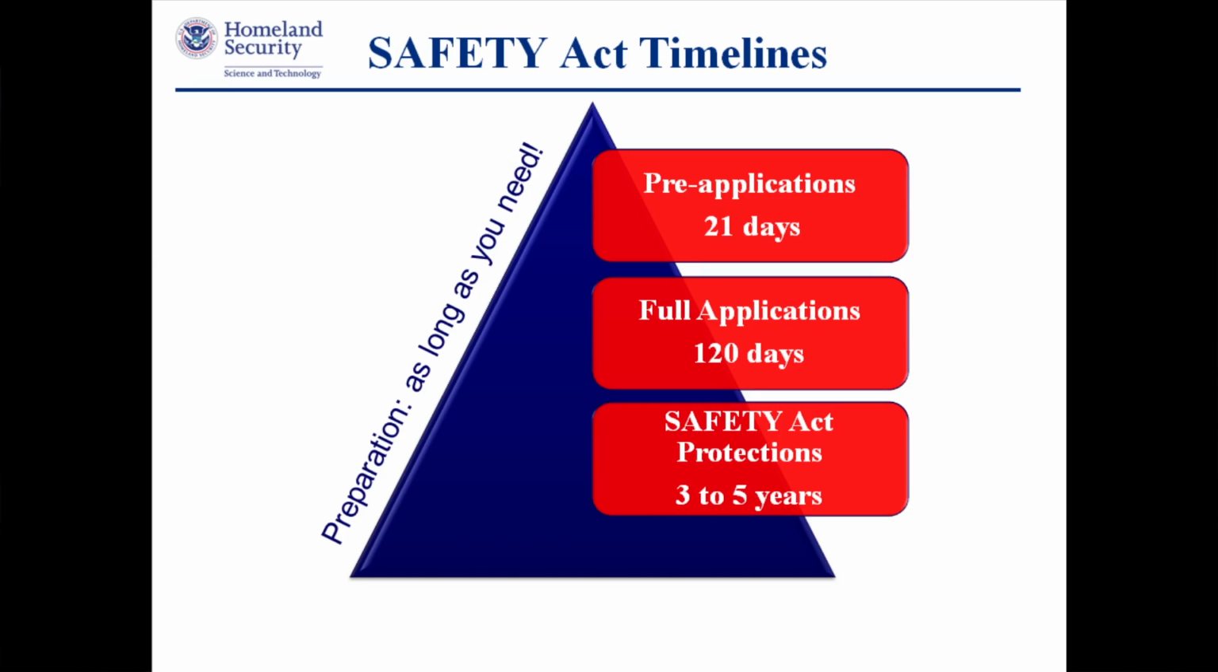The typical complete Safety Act application takes around 120 calendar days to evaluate. While 120 days is our goal, on average, some applications might take a little longer. Sometimes complex technologies take longer, and sometimes our processes might even move a little bit faster.